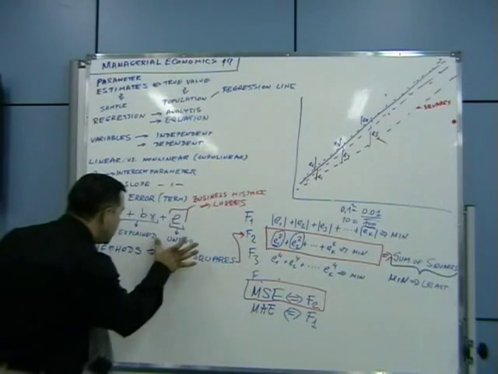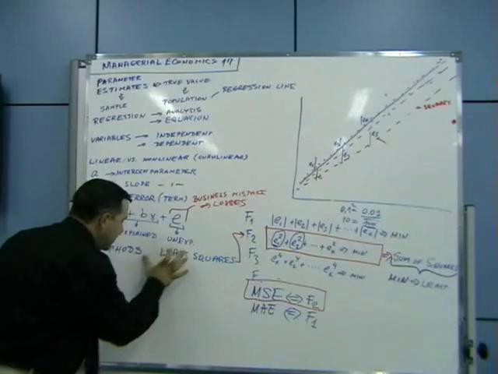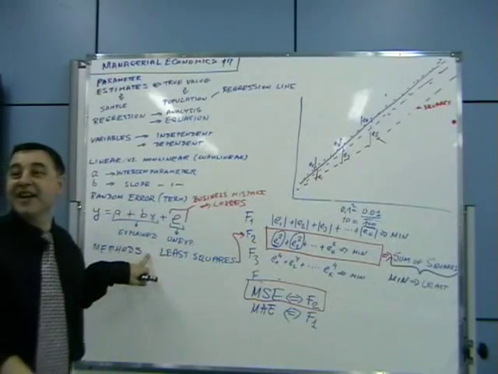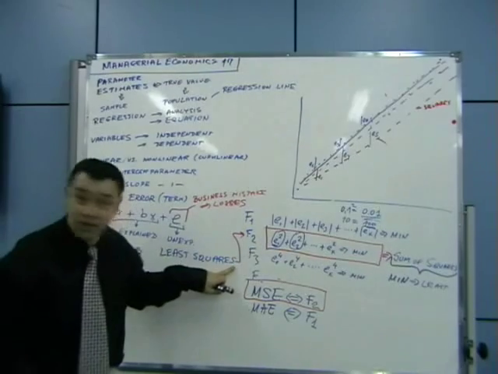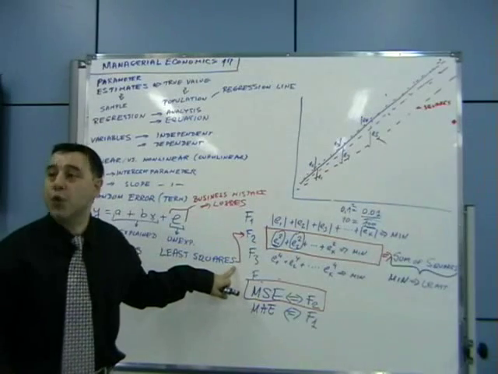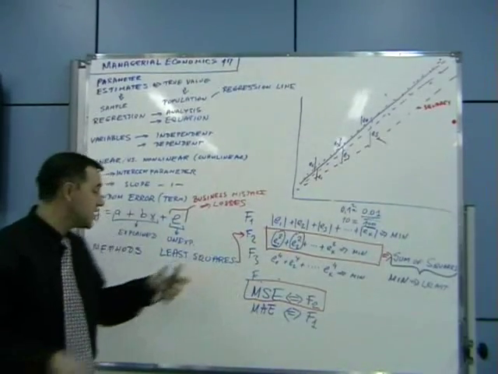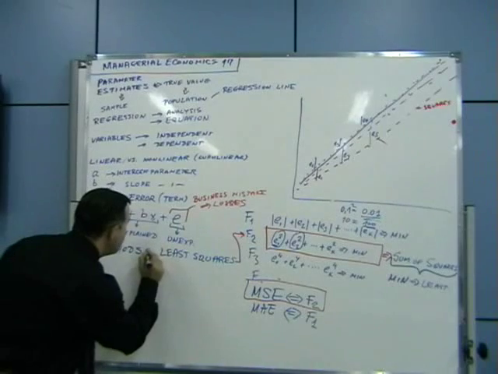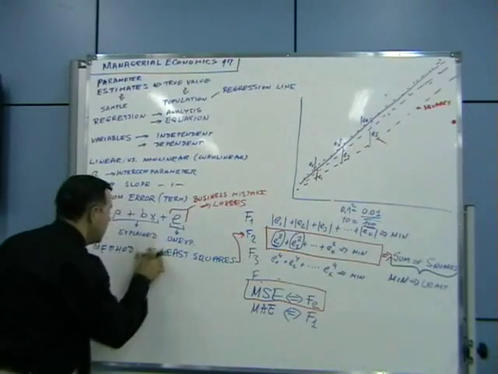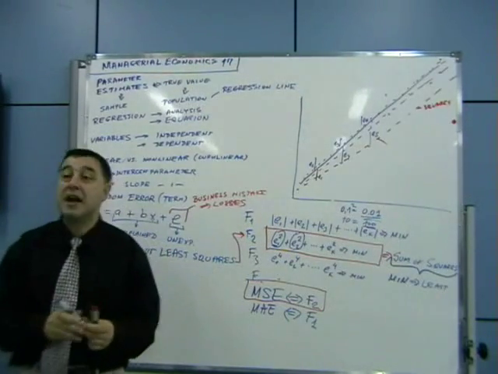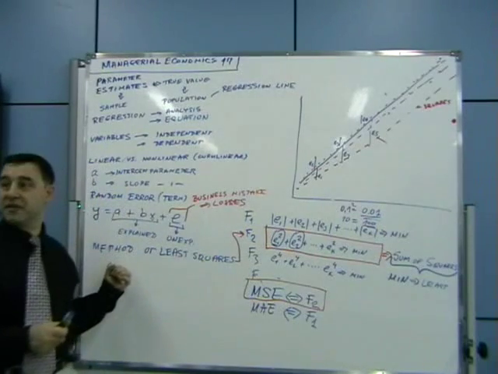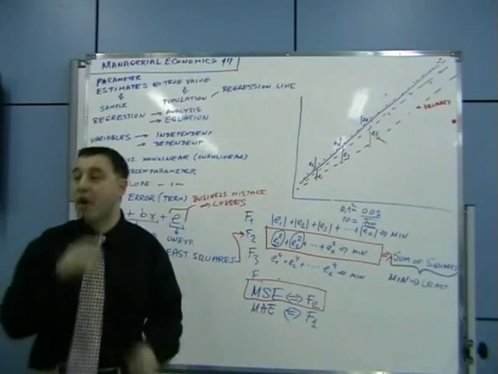Alright, so essentially, the method which uses the least squares as a statistical technique is called the method of least squares, or sometimes the least squares method, alright? And it is the most popular one.